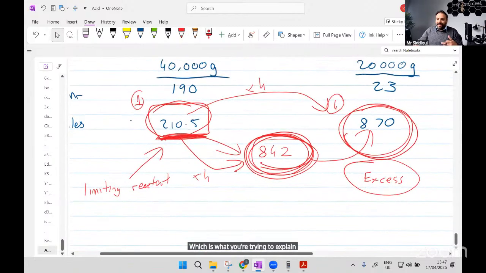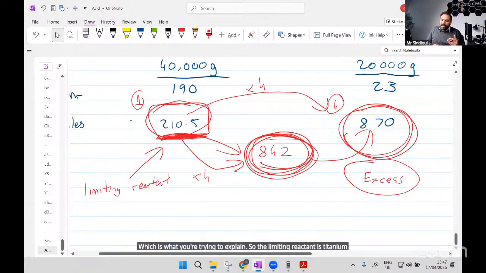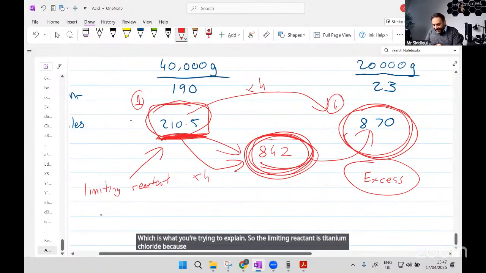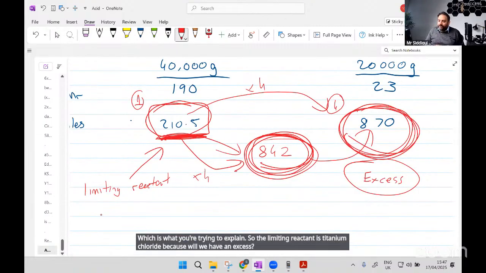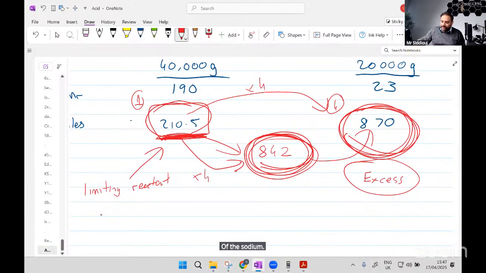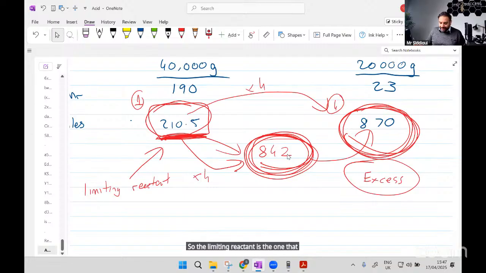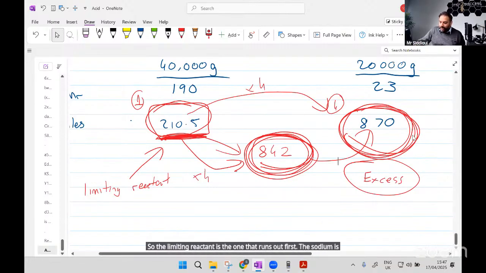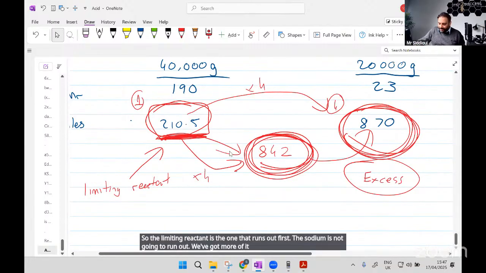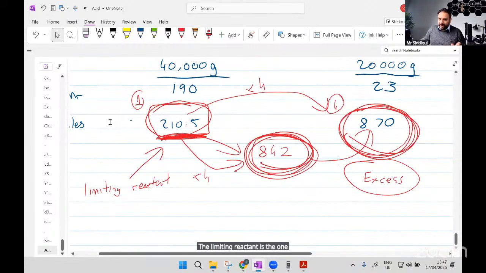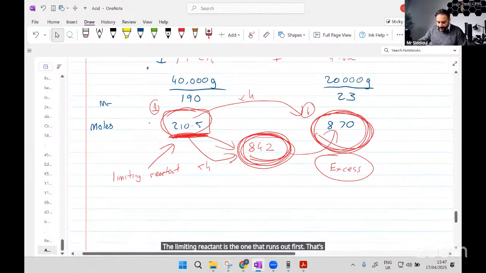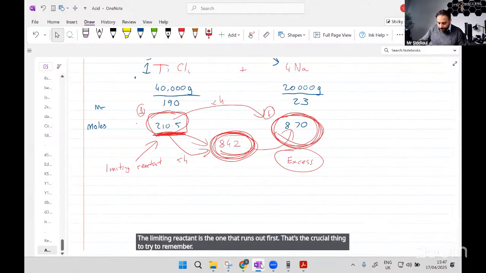So the limiting reactant is titanium chloride because we have an excess of the sodium. We have 870 moles of sodium, whereas only 842 of it will react. So the limiting reactant is the one that runs out first. The sodium's not going to run out. We've got more of it than we need for this reaction. The limiting reactant is the one that runs out first. That's the crucial thing to try to remember. And that is an example of a limiting reactant question.